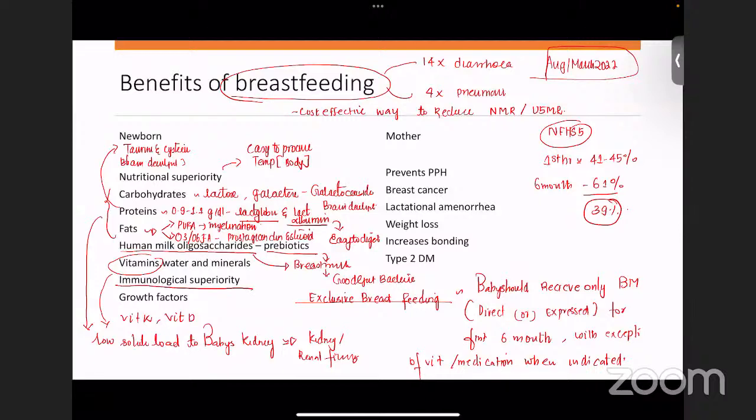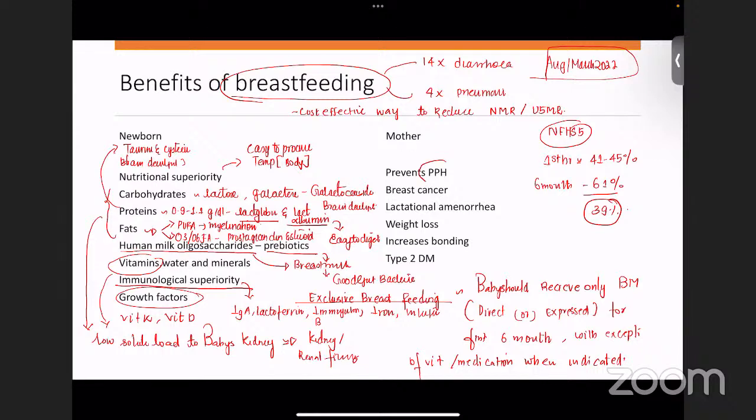Immunological superiority: it has many immunoactive substances like IgA, lactoferrin, immunoglobulins, interferons. These are present as immunological factors, which are not present in cow milk. And growth factors act as a trophic factor for intestinal epithelial cell development and villus development, helping in absorption and also mental health. So these are the factors which are very beneficial for the newborn.